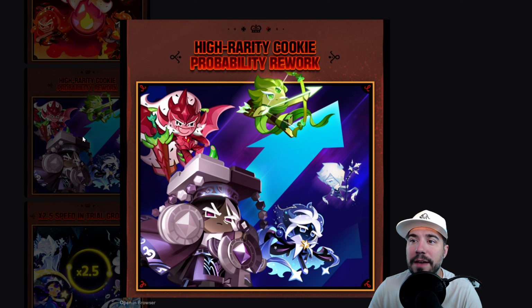We additionally have high rarity cookie probability rework. So in this one, we've got a greater chance most likely here of getting some of these high rare cookies. So going to be interesting as well to see what happens with that and what those numbers look like relative to what they have in the past.